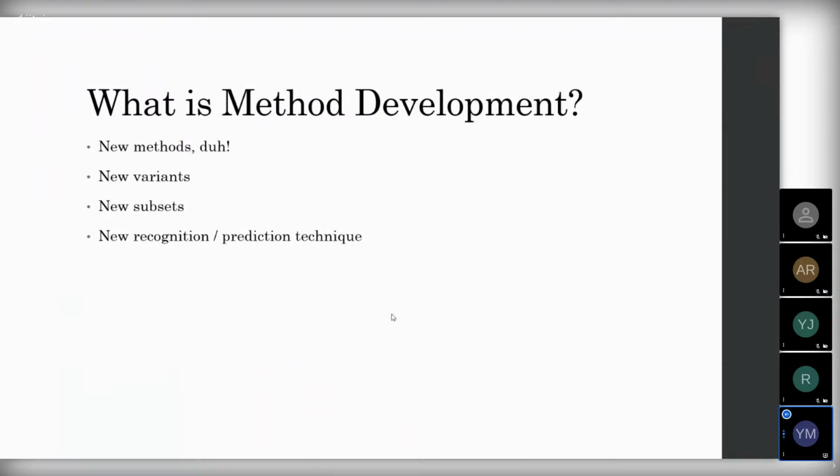Then there are recognition and prediction techniques. So there is the BH system for ZBLL recognition. Also, there are prediction techniques like ROLL and JOLL.